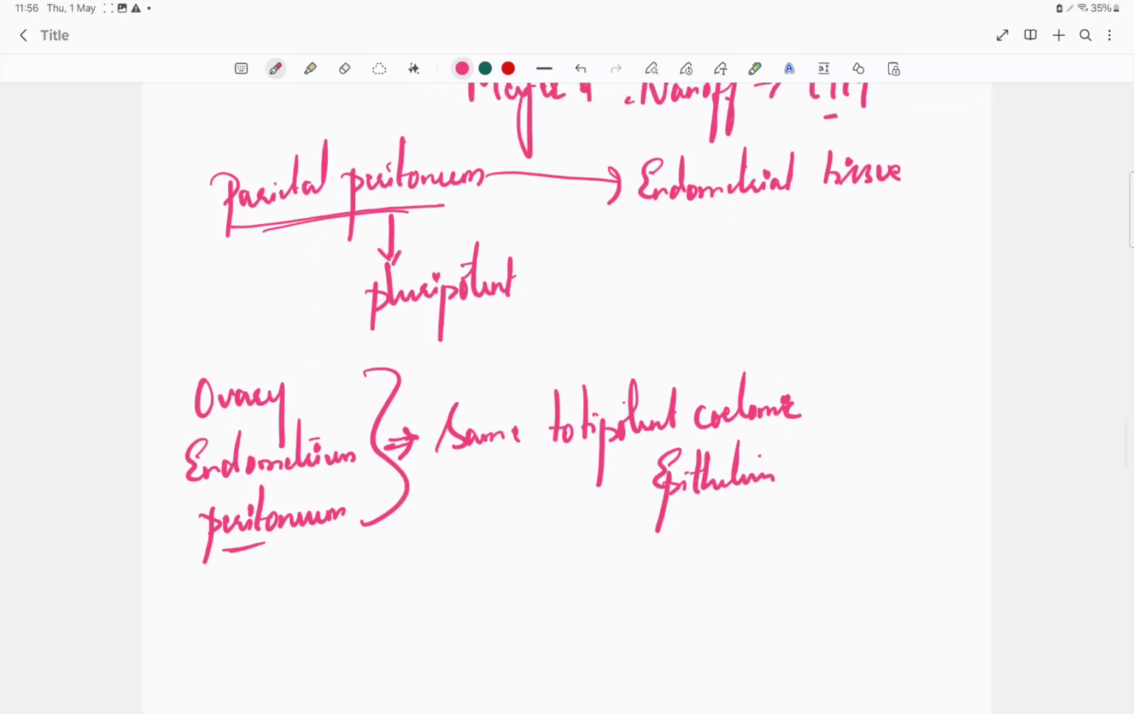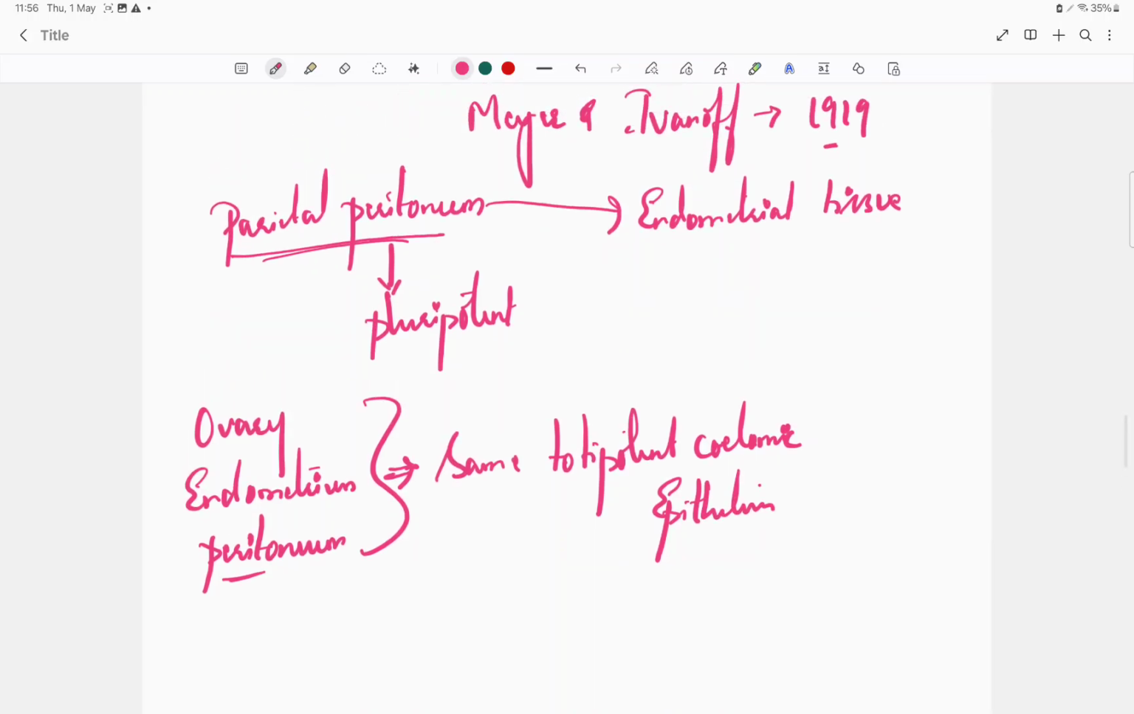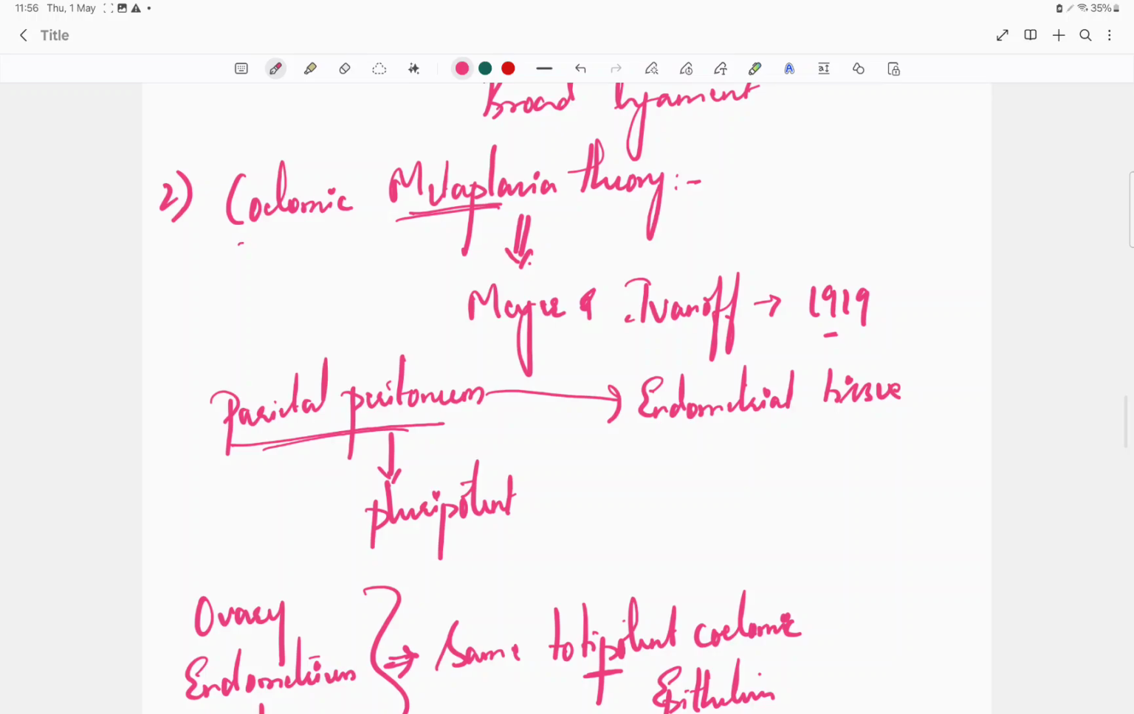Okay, so now we can tell. Since all these come from the same totipotent coelomic epithelium, if the parietal peritoneum has the same ancestor totipotent cells as the endometrium, it will be converted into endometrial tissue, and this endometrial tissue will be hormonally functional, and it will try to bleed and form endometrial tissue. You understood? Okay, so now what is the benefit of this coelomic metaplasia theory?